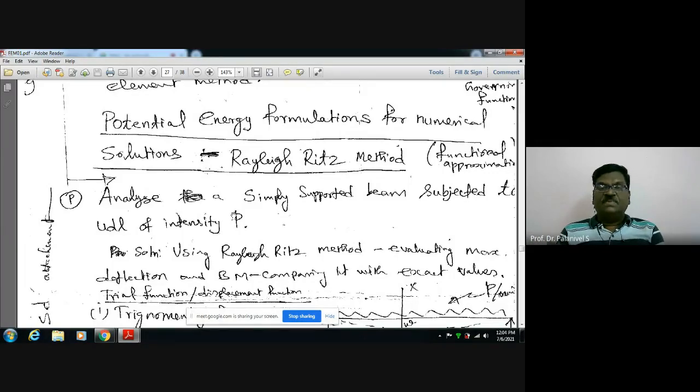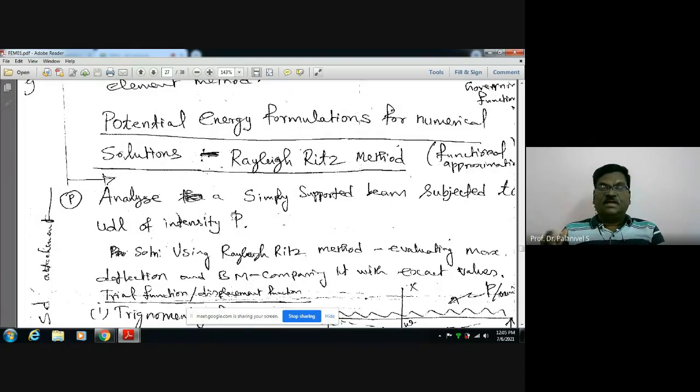Now I am coming to the principle of stationary potential energy. I am using the word stationary. Stationary means it is stationary. After achieving the extremum value, the potential energy is stationary. That's why it is stationary potential energy, or extremum value. Extremum or stationary potential energy.